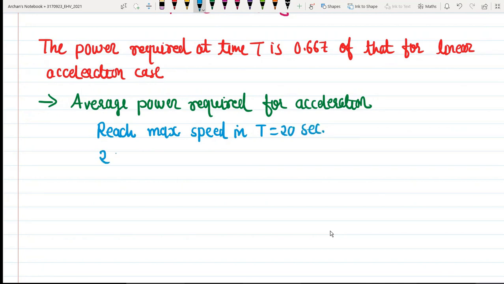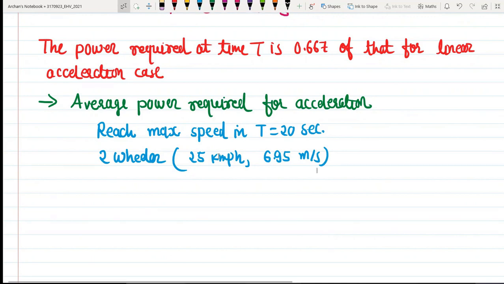Okay, so we are considering the case of a two-wheeler. The maximum speed is 25 kilometer per hour, or if we convert it into meter per second, we get 6.95 meter per second. So we have a vehicle which needs to reach 25 kilometer per hour speed in the first 20 seconds.